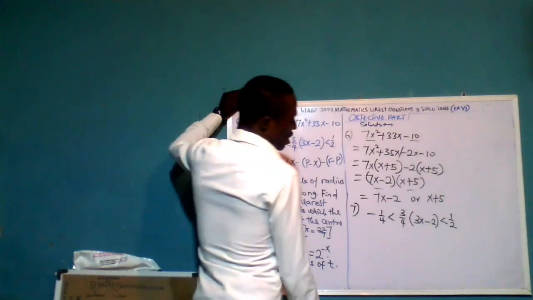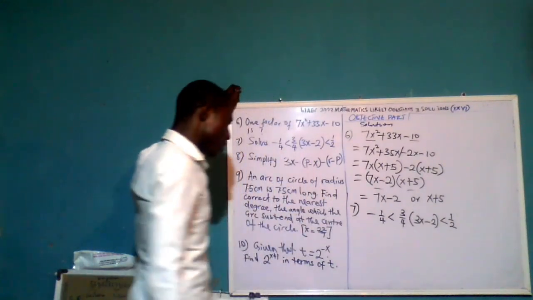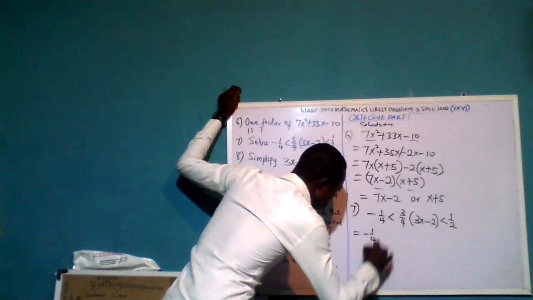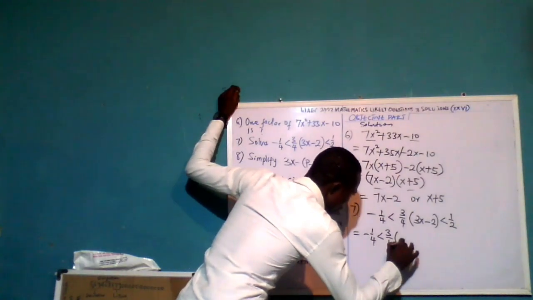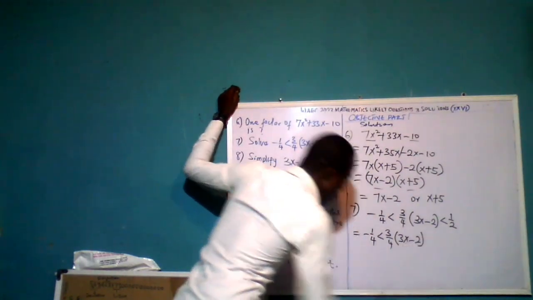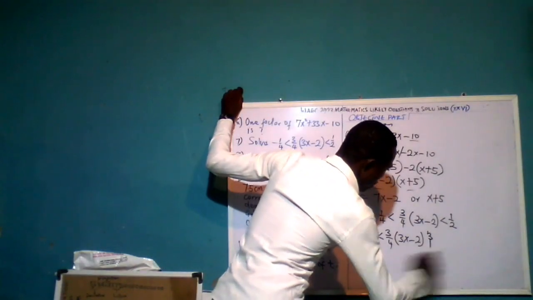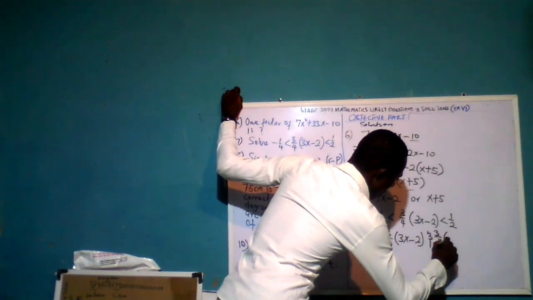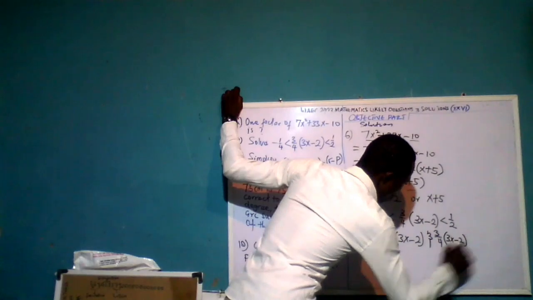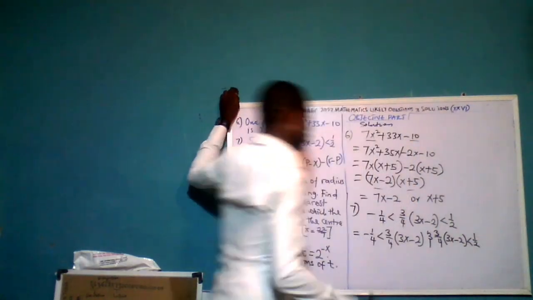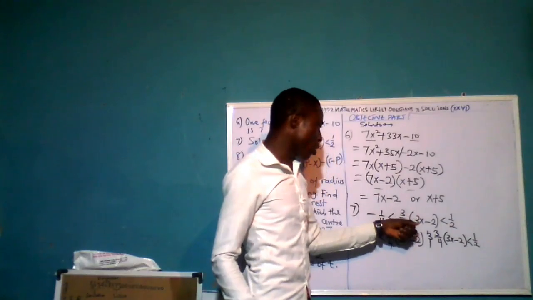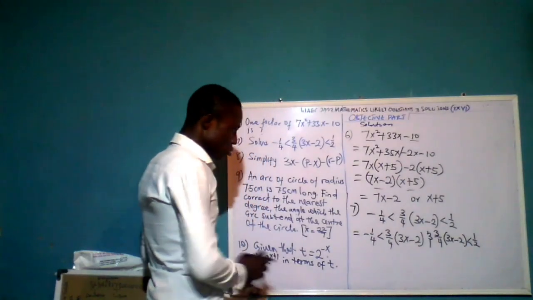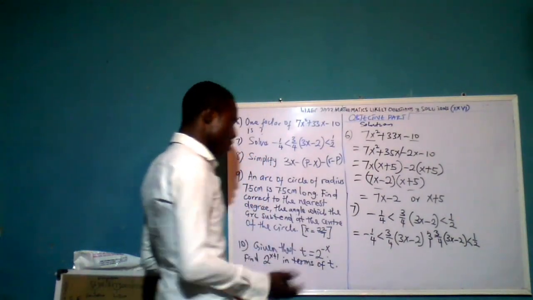You must know that this is a combination of two inequality statements, right? This means that this is equal to negative 1 over 4 less than 3 over 4 into open bracket 3x minus 2. And at the same time, you have 3 over 4 open bracket 3x minus 2, close bracket, less than 2. These are the two statements combined together to obtain this statement, right? And if you solve these inequality statements separately, you will get your answer, then bring it together after getting your answers.